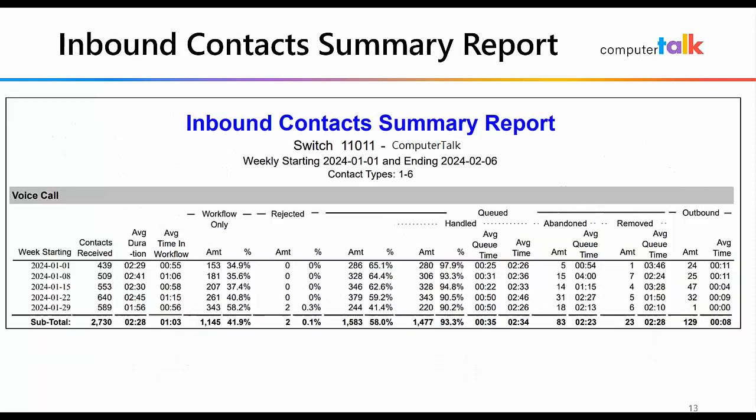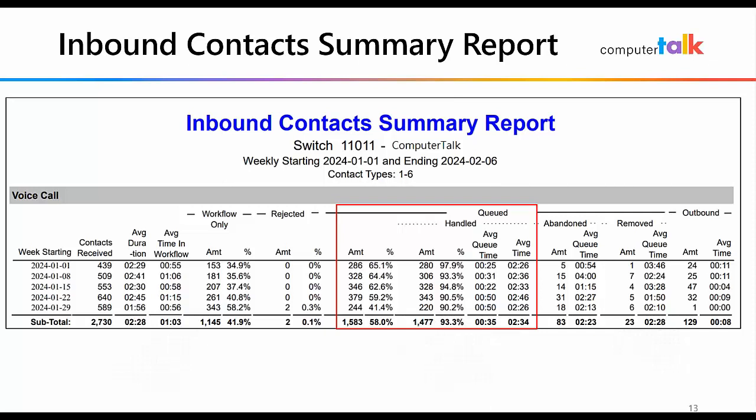Next, we have the inbound contact summary report. And this will show you the number of inbound contacts that were received. And out of those contacts received, it will also show you those that were in workflow only and rejected. You can also see how many of those contacts were queued and contacts that were handled in those queues. So for the contacts that were queued, you can see their average queue time.